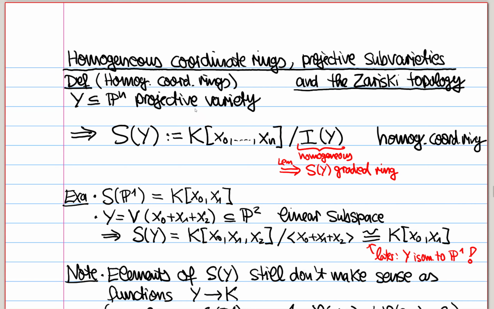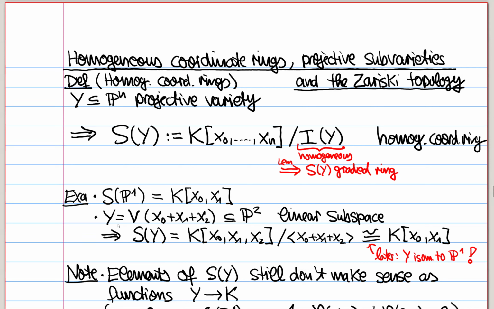If Y in P^n is a projective variety, we define its homogeneous coordinate ring to be the quotient of the full polynomial ring in n+1 variables modulo its projective vanishing ideal. We have seen that this is a homogeneous ideal inside this graded ring. And so by the little lemma that we had about graded rings, this is again a graded ring. And to see a few examples, when you have, for example, the full P^1 inside P^1, its ideal is just the zero ideal, so you don't quotient out anything, and you just get back the full coordinate ring.